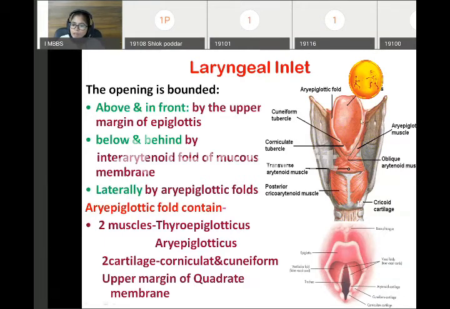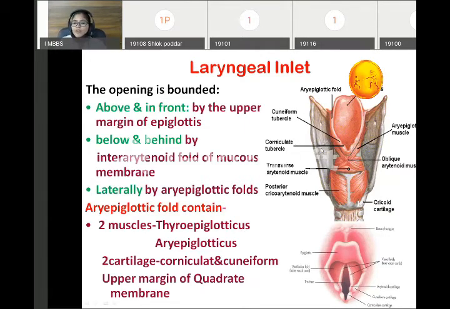So this is the aryepiglottic fold, and in it you can see small elevations, which are the corniculate and cuneiform cartilages. Here you can see, this is the laryngeal inlet, this is the epiglottis, this is the aryepiglottic fold, and here will be the interarytenoid fold of mucous membrane. This one is the laryngeal inlet.